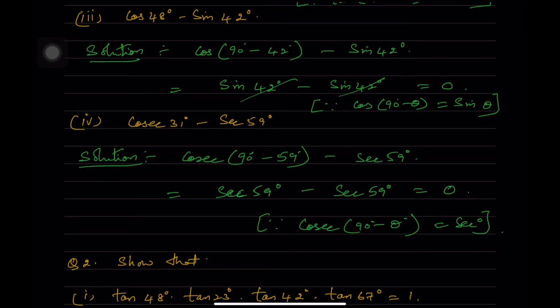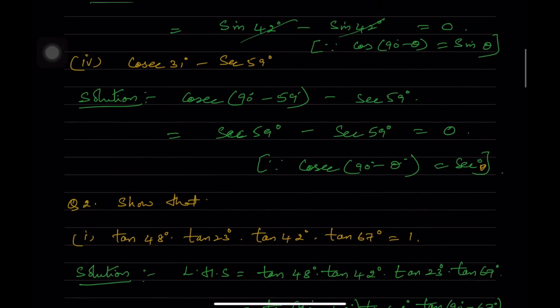Then cosecant 31 minus secant 59. You can write 31 as 90 minus 59. So cosecant 90 minus 59 minus secant 59 is equal to secant 59 minus secant 59, because cosecant 90 minus theta is equal to secant theta. So therefore this becomes 0.